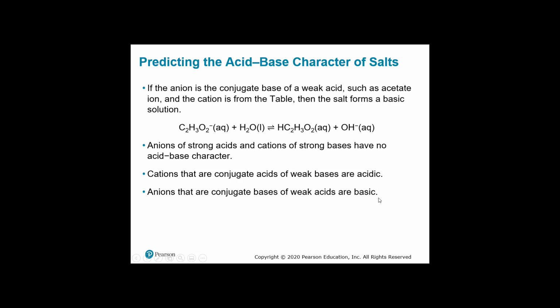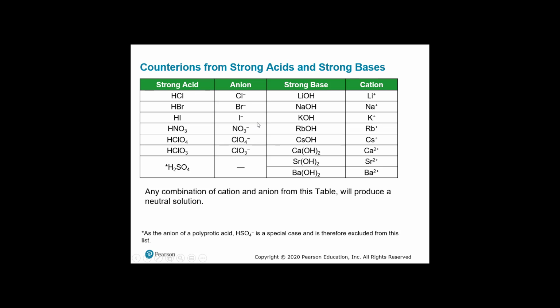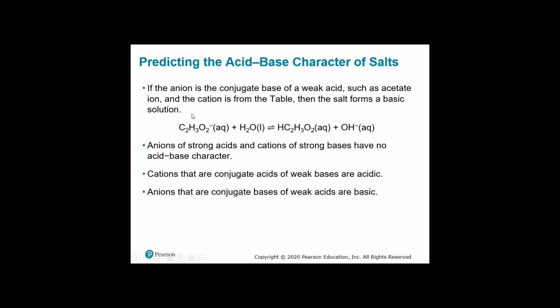So if the anion is a conjugate base of a weak acid, such as the acetate ion, and the cation is from the table, then the salt forms a basic solution. Let me explain what this means. This is a weak acid, so its conjugate base is also now a weak base. It's attached to any of the salts on this table, and those salts kind of cancel themselves out because they're neutral. So if they're a part of this, they don't matter. We're only looking at the anion. If you have a weak acid, the conjugate base is now basic, so this creates a basic solution.